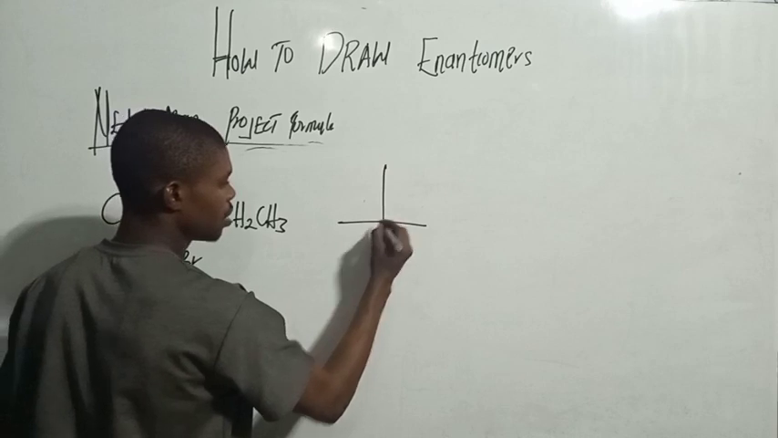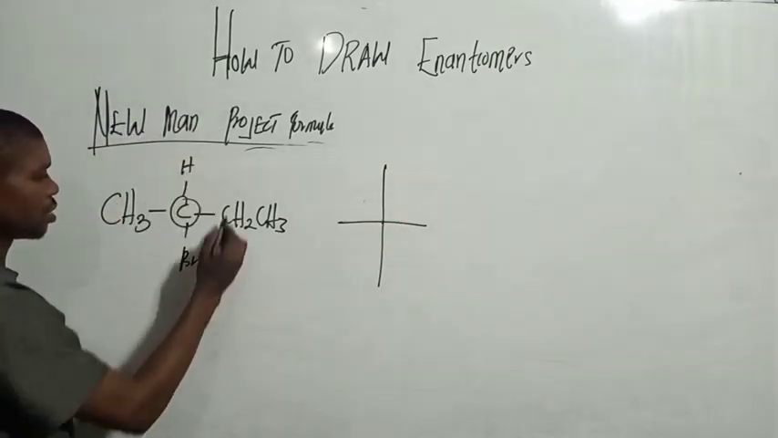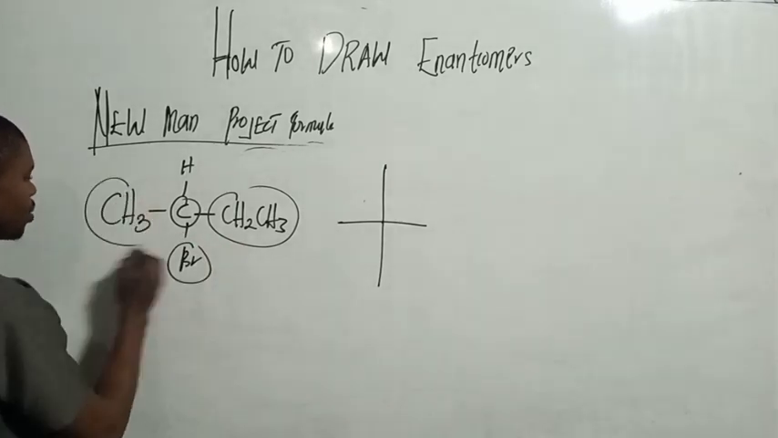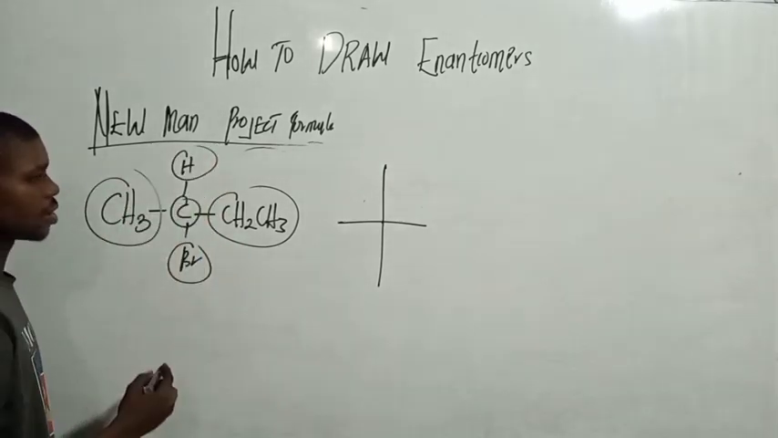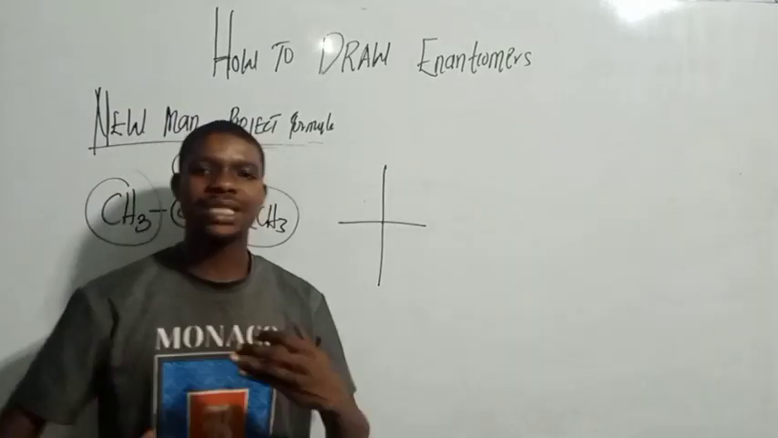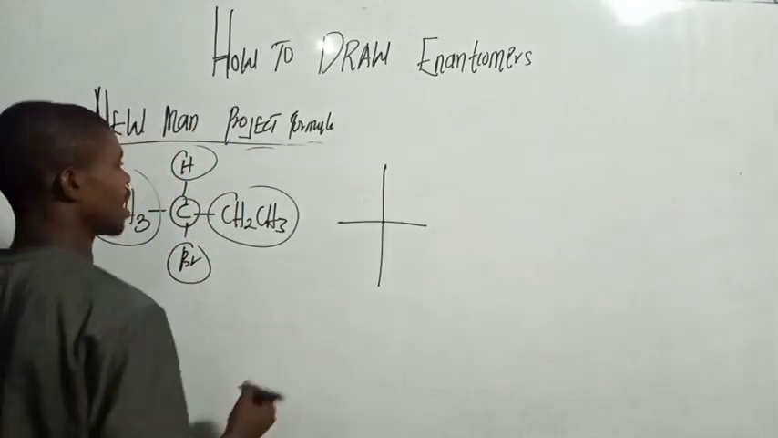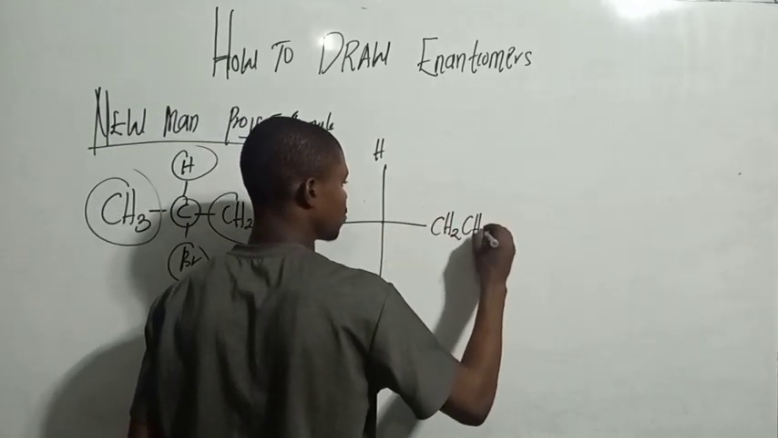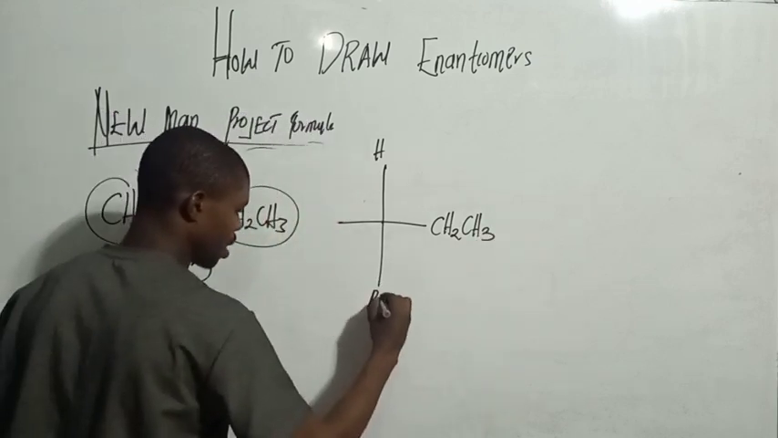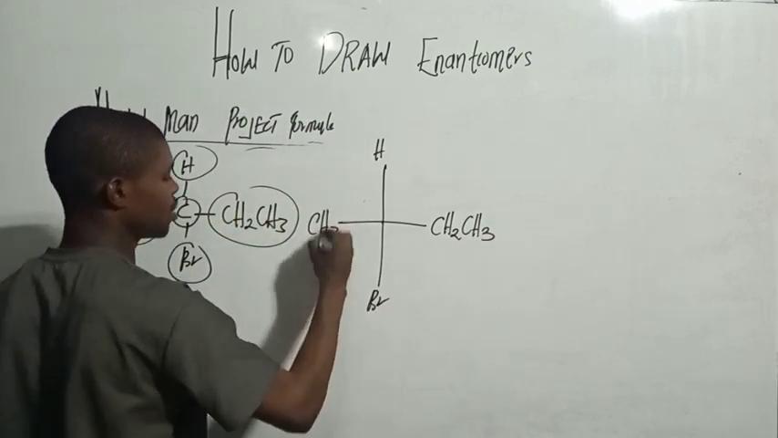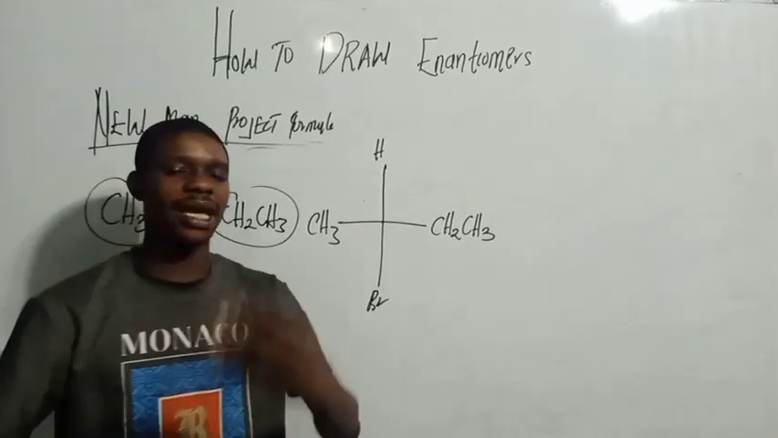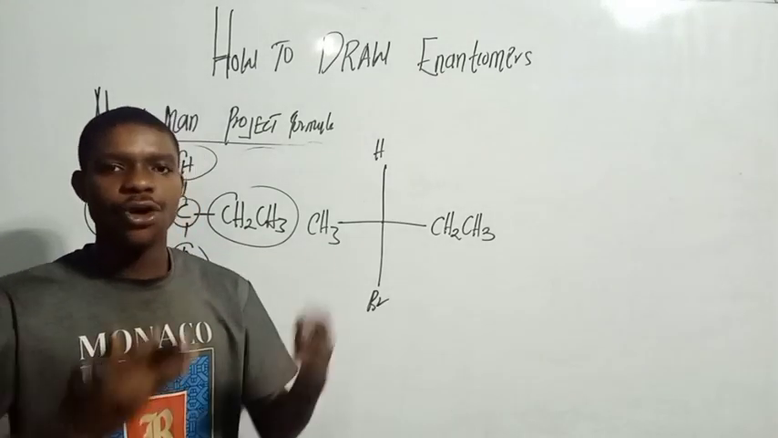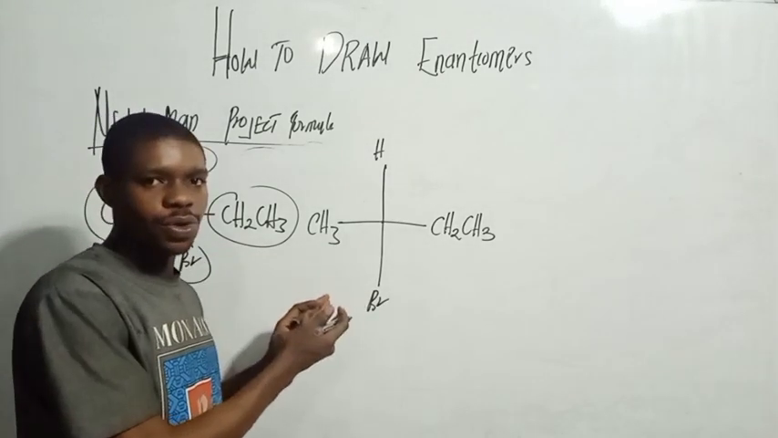Here we have hydrogen, the ethyl, the bromo, and the methyl. You are the one who decides to put them in any order you want. You can decide to put hydrogen here, here I want CH2CH3, here I want Br, and here I want CH2. Whenever you decide to draw it, you are the one who decides where to place those groups or atoms.